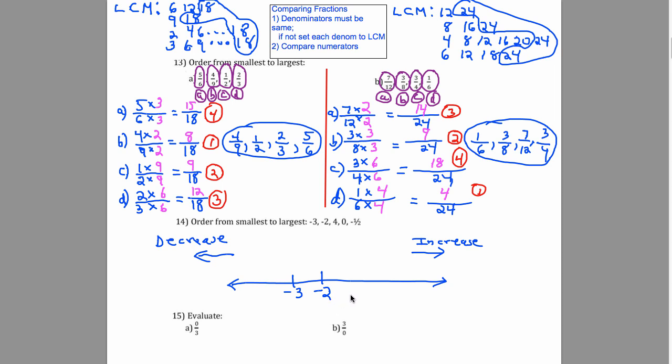Next is 4. Well, we know 4 is certainly larger than a negative number, so I'll place 4 over here. 0. Well, we know 0, that's not positive nor negative, so it's going to be between the negatives and the positives. And finally, -1/2. So it's going to be negative, so it'll have to be to the left of 0, but it's certainly less negative than 2 negatives. It's only a half negative, so we'll place it over here.